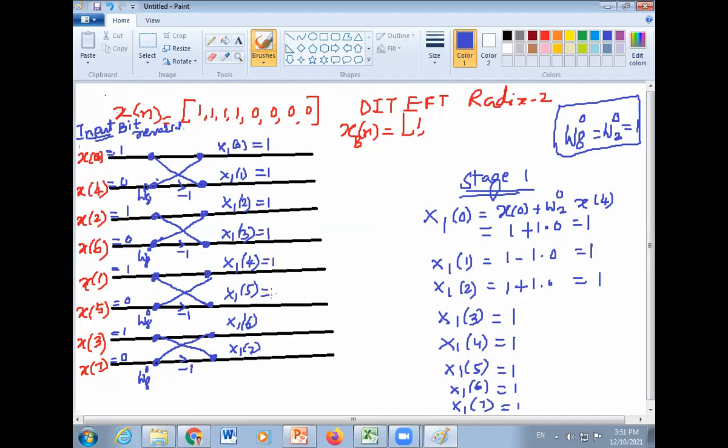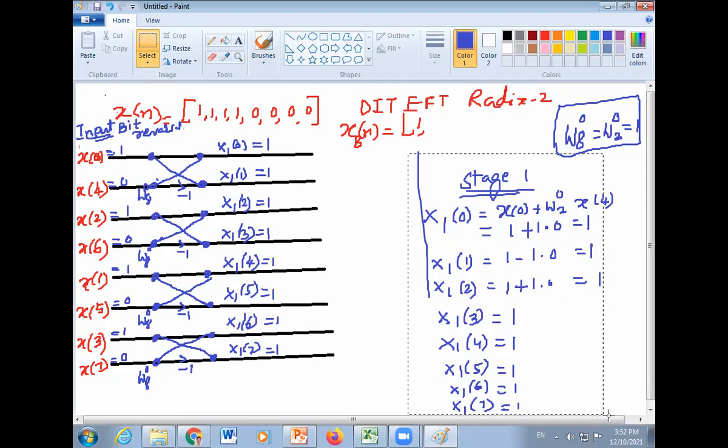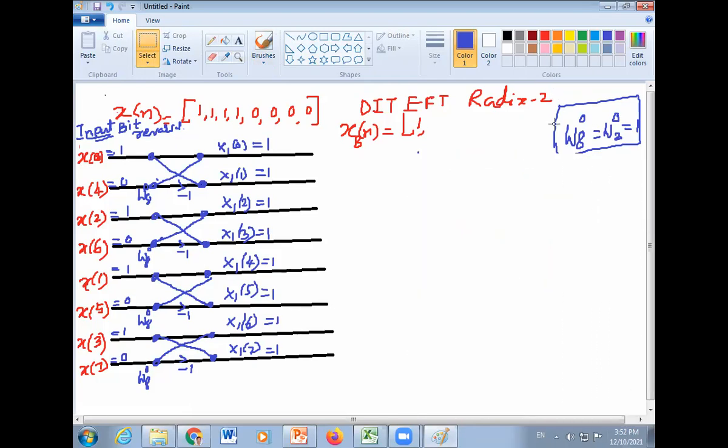So this is what we are calling a stage 1 calculation. Now the stage 1 output will become an input to the stage 2. Hope you have noted this part. Now stage 2, how do we calculate? Stage 2 is what? 4-point value we are having. We need to calculate a 4-point value.